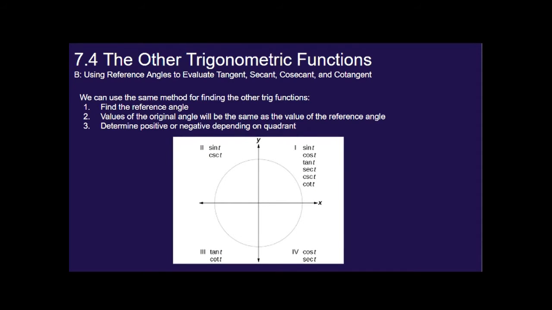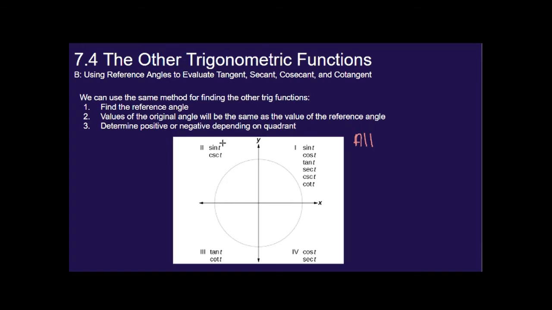So this graph shows you where the different trig functions are positive. Okay, so in quadrant 1, all of the trig functions are positive. Any angle within quadrant 1 is going to have positive sine, positive cosine, positive tangent, positive secant, positive cosecant, and positive cotangent, because x and y are both positive in that quadrant.